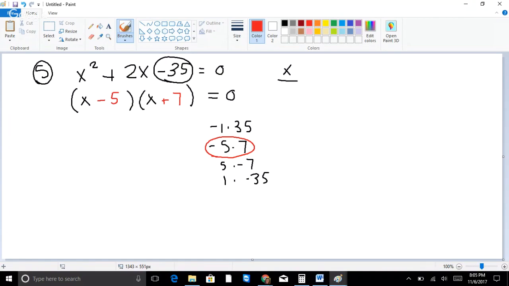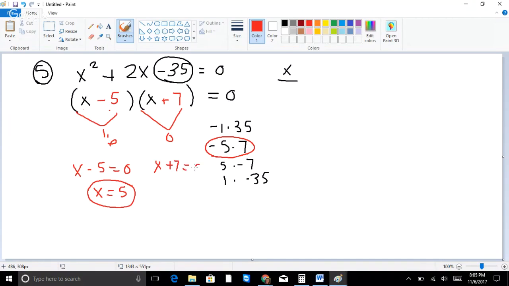Now I want to know what values of x make this equal to 0 or this equal to 0, okay? So if I want to put x minus 5 and I want to make that whole thing 0, x minus 5 could be 0. That means when x equals 5, that's one possible answer to my equation. The other possible answer is x plus 7 equals 0. So that's when x equals negative 7 is the solution, negative 7, right in there.